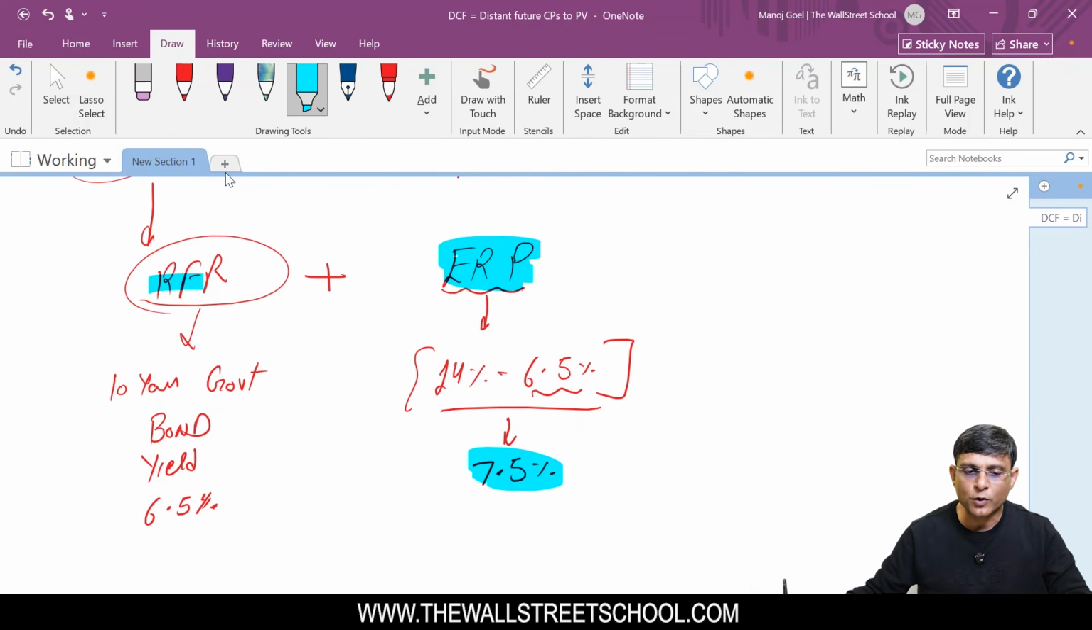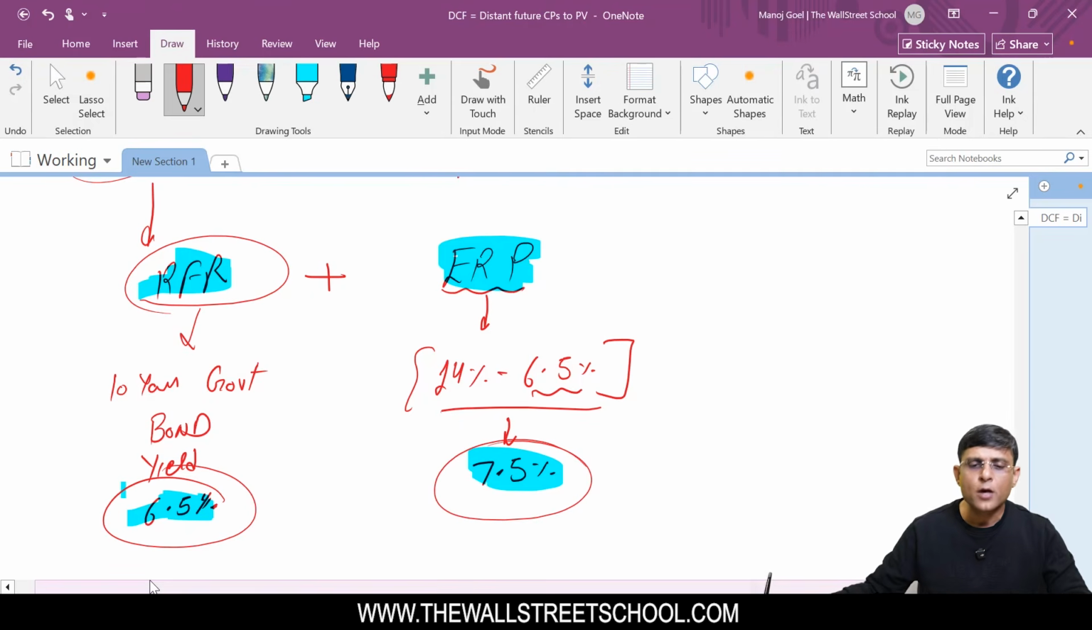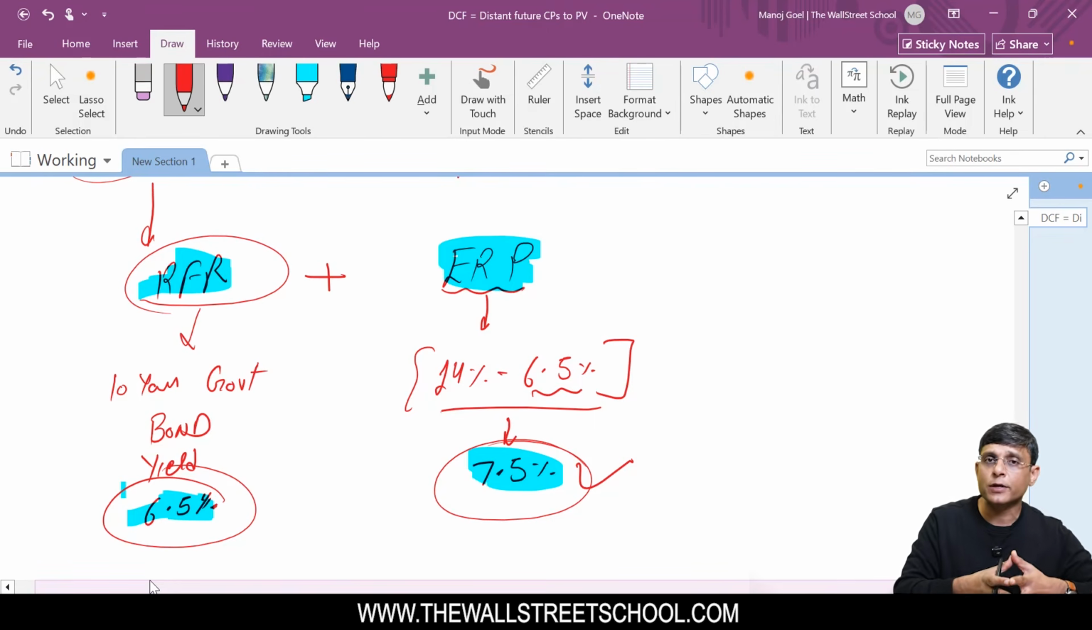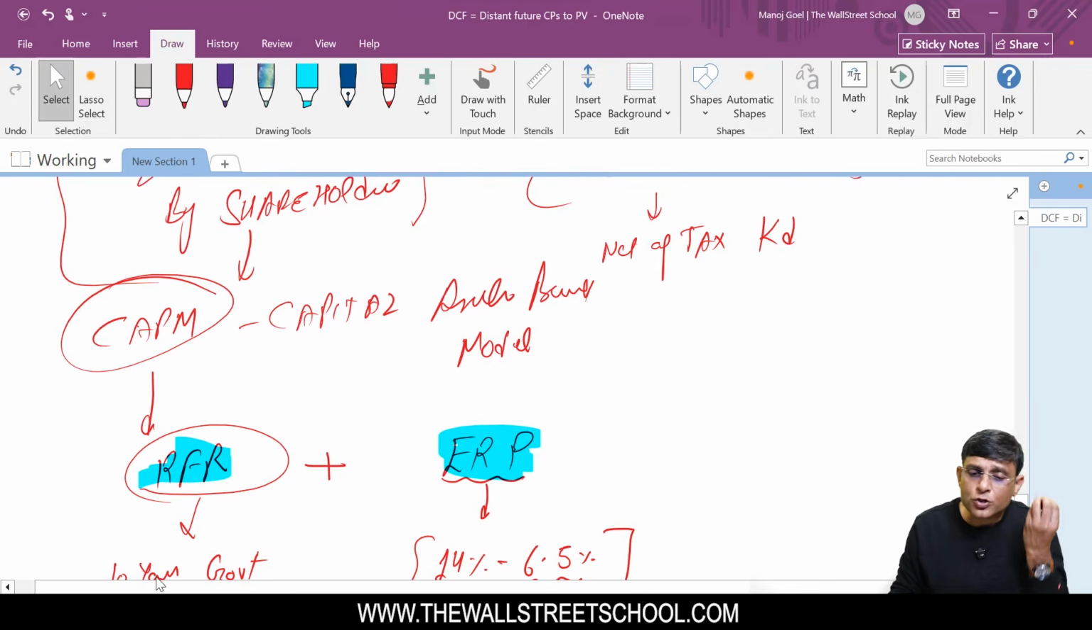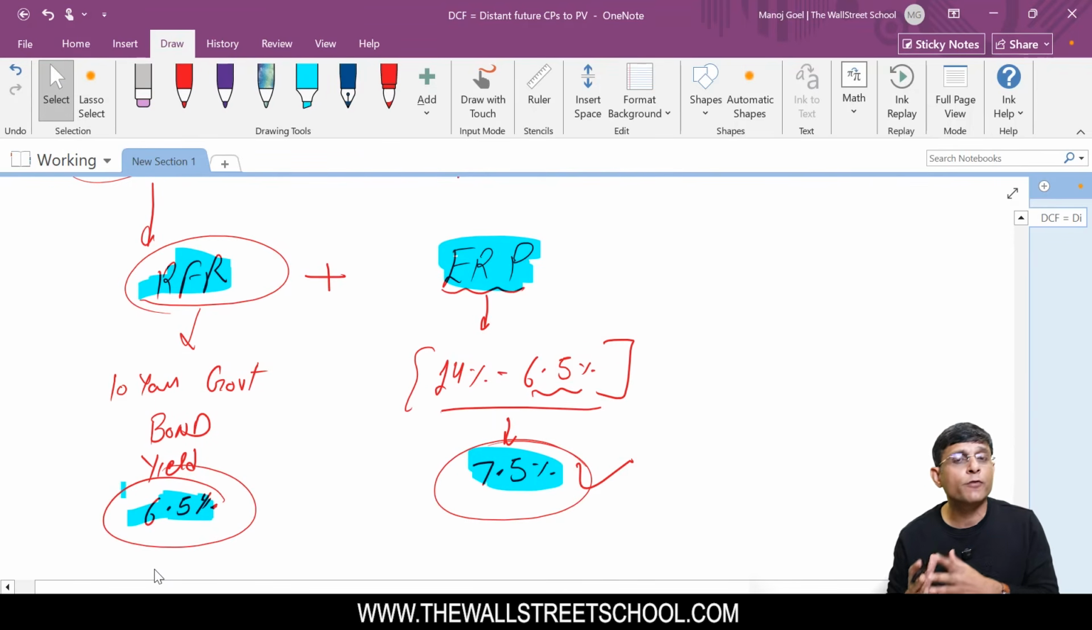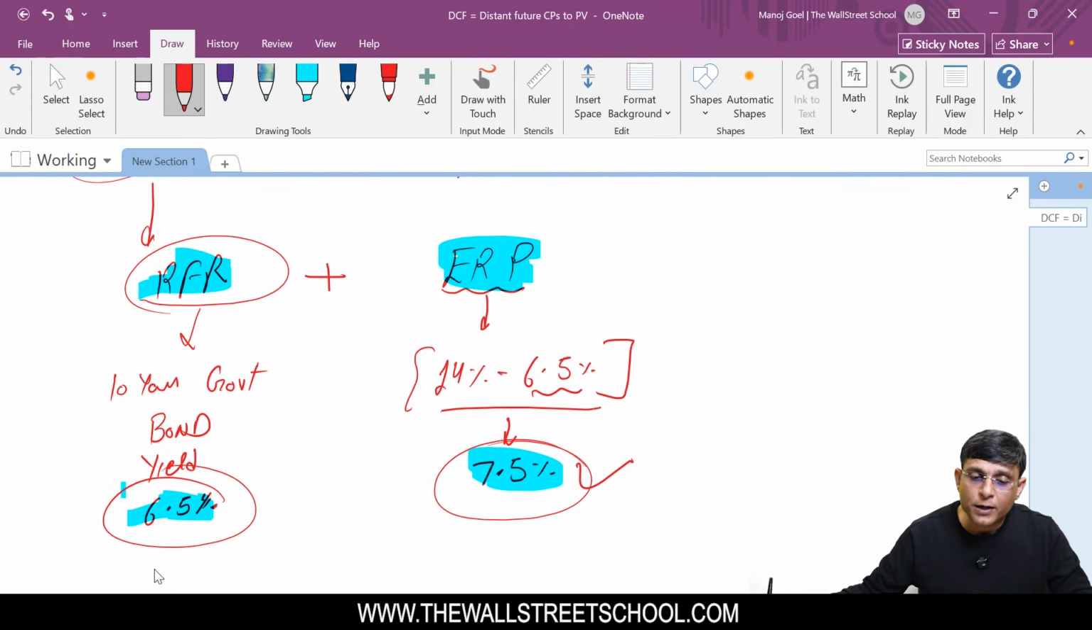Now, the risk-free rate is pretty simple: what you can earn without taking risk, which is 6.5 now. Can I calculate my cost of equity by simply adding both factors? The answer is no. Because this premium is for risk in the equity market, but you are calculating the cost of equity of an individual company, and that individual company's risk can be different from the market risk. So we multiply this equity risk premium with the beta of the stock.